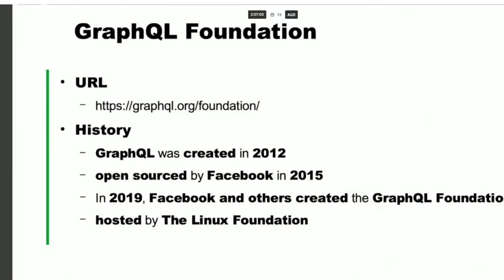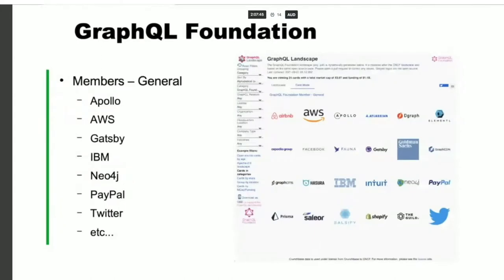And let's talk a little about the foundation. The URL is graphql.org. History: GraphQL was created in 2012, and open sourced by Facebook in 2015. In 2019, Facebook and others created a GraphQL Foundation, hosted by the Linux Foundation. These are some of the members: Apollo, AWS, Gatsby. I like Gatsby. IBM, I love Neo4j, and PayPal, Twitter, and it's done.